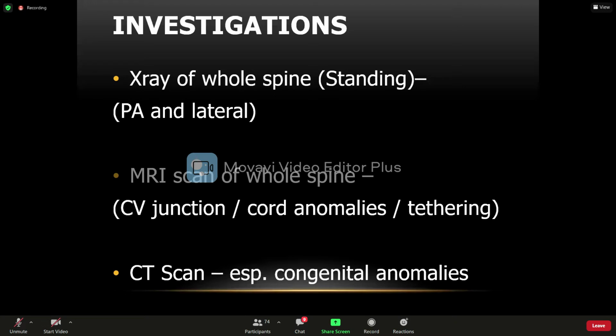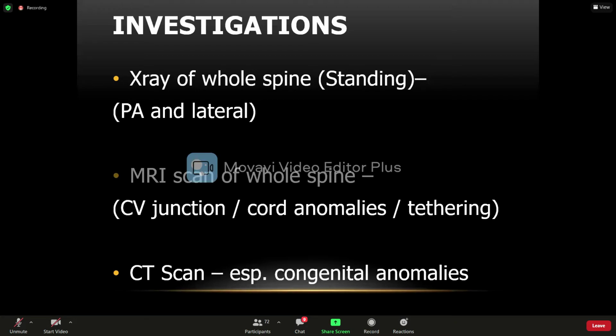So please make sure that you're sending them to the right person. Some of these patients may require MRI scans, but that would be decided by the person who's ultimately treating the patient. And on the MRI scans, I normally specifically ask the radiologist to look at the CV junction, the craniovertebral junction. Ask them to look at cord anomalies and whether there's any tethering of the spinal cord at the lower end. So I specifically mention this because otherwise the patient will come back with an MRI report that says there is a scoliosis in the spine, and that we knew from the X-rays anyway.